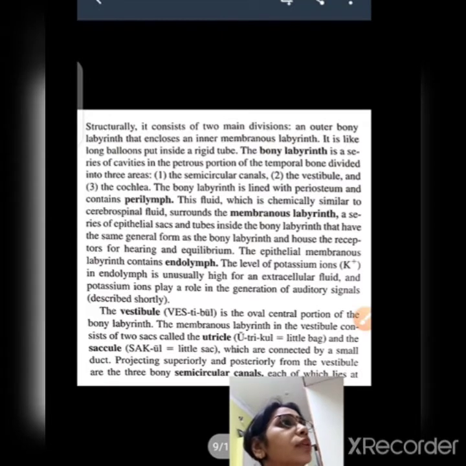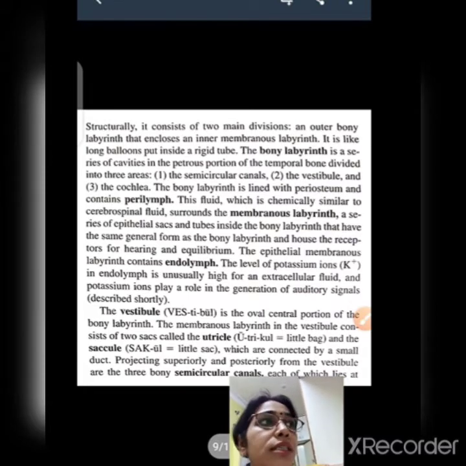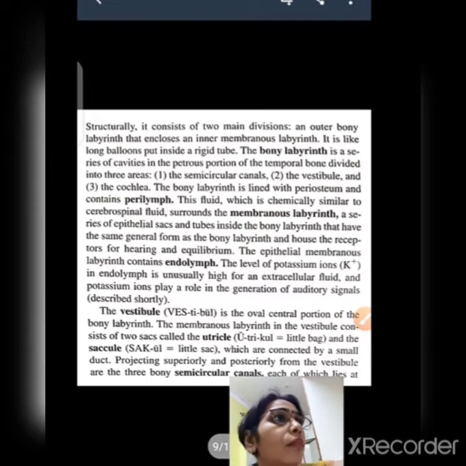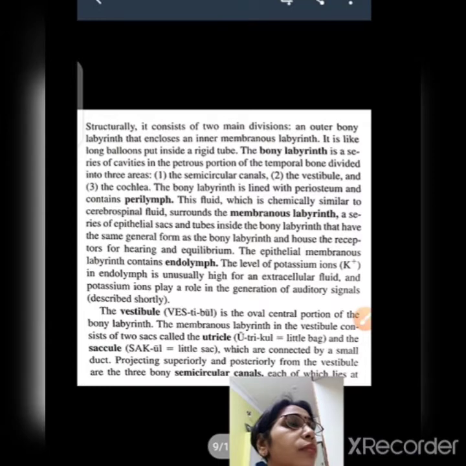The bony labyrinth is a series of cavities in the petrous portion of the temporal bone, divided into three main areas: the semicircular canals, the vestibule, and the cochlea. The bony labyrinth is lined with periosteum and contains perilymph.